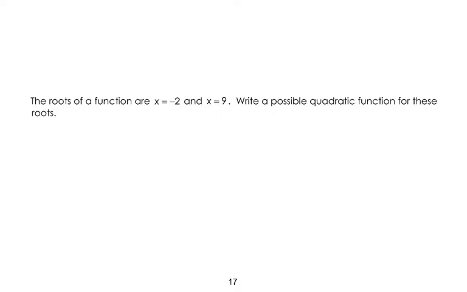We're going to look at that bottom question, which reads: the roots of a function are x equals -2 and x equals 9. Write a possible quadratic function for these roots. I really wanted to focus on this because this question does come up a lot. So we need to remember roots, that the roots here are x equals -2 and x equals 9, and what they're asking us to do is to write a possible quadratic function.